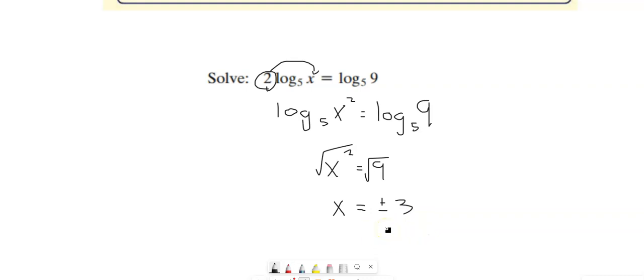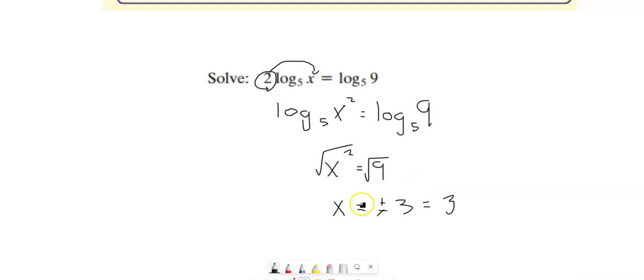However, don't forget, we have to make sure that our arguments are positive. They can't be 0, they can't be negative. The argument of each of these has to be positive. The log base 5 of 9 is always going to be positive because there's a positive argument. But for this one, if we put the negative 3 in there, we'd have a negative argument, which we can't do. So this is only going to be the positive 3, and that'll be your answer for this one.